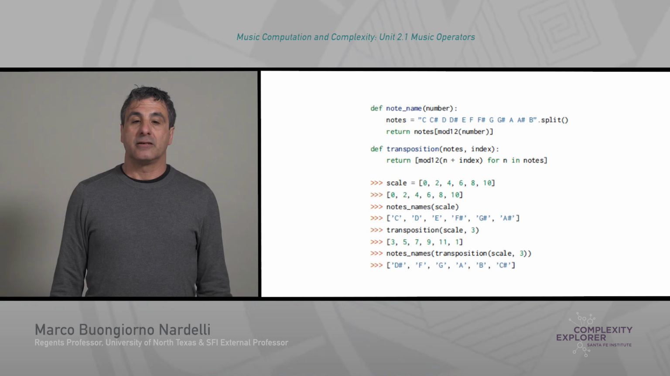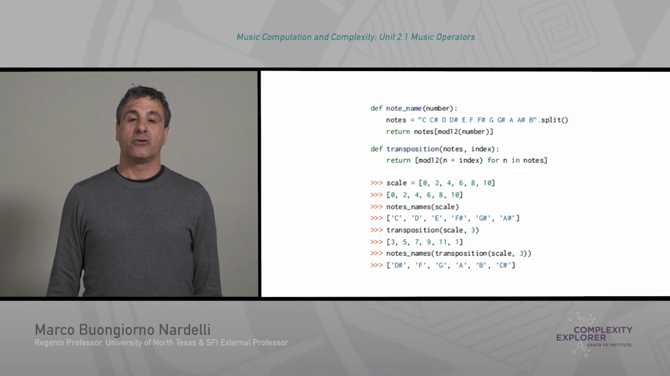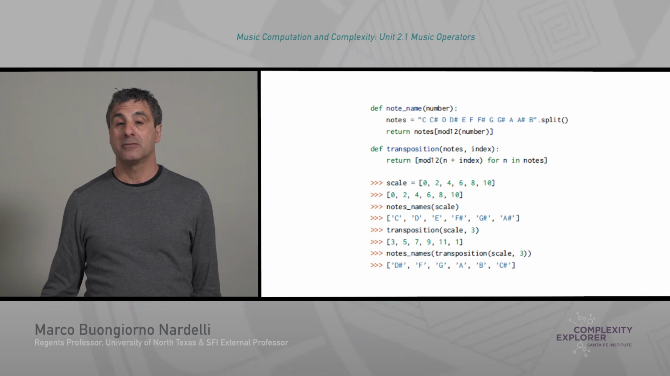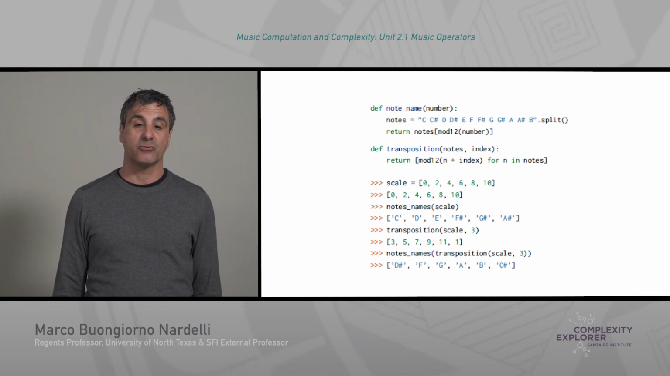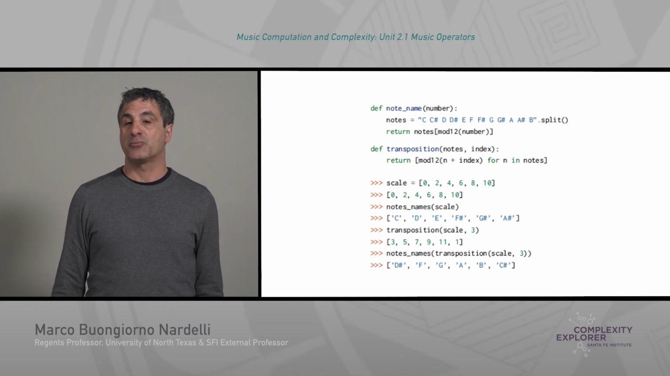This is an example of code written in Python that you will find in the notebook associated with this module, where on one hand we have two functions. The first function is the function that, given a note name, gives me the number. So it gives me this numerical representation between 0 and 11 of any note name. And the second one is an example of transposition.